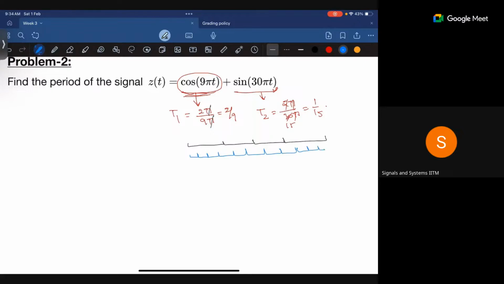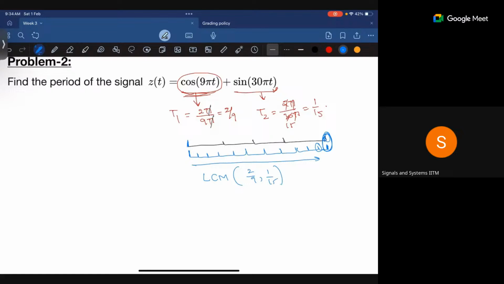But what we want basically is when this one and this one align. So at the start, both will begin. And what is the first place where both again complete their cycles, in some sense? In order to find this, it is basically the LCM of this 2 by 9 and 1 by 15.